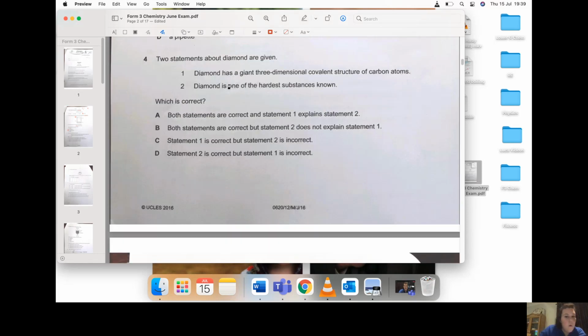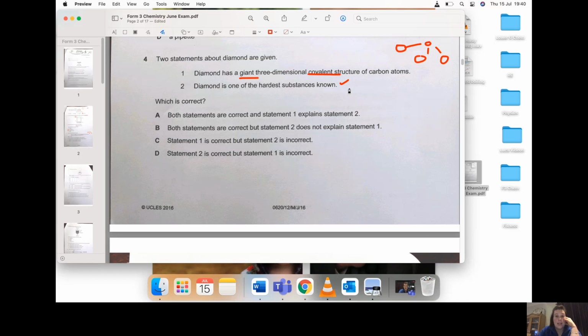Question 4. Two statements about diamond are given. Diamond has a giant three-dimensional covalent structure of carbon atoms. That is correct. Remember, your diamond looks like this: four carbon atoms joined to each other. I'm not going to draw it because it takes too long. But you've got four carbon atoms all joined to each other, and it is a giant structure, and it is covalently bonded.